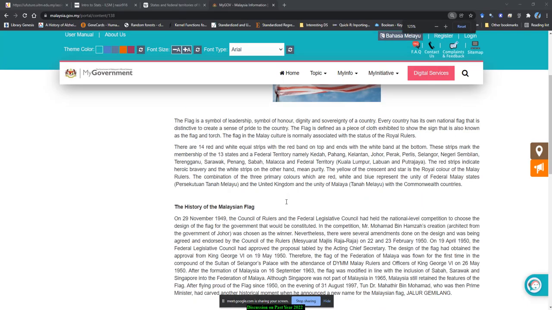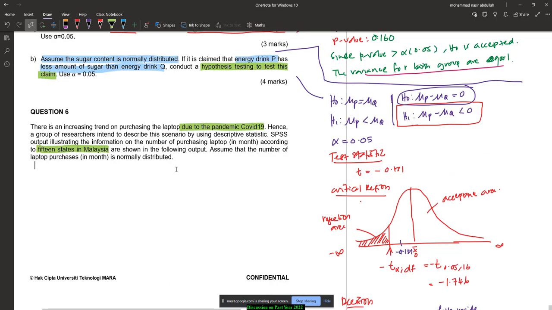Okay, this is the website malaysia.gov.my. It marks the membership of 13 states and a federal territory. So that means we have only 14 states: 13 states, one territory. Right? So this question is a wrong question. Which country, we know. Right?